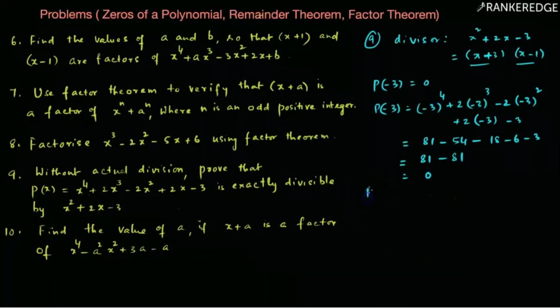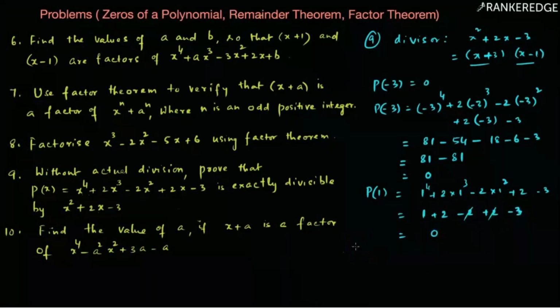Let's also check out p of 1 now to prove that x minus 1 is also a factor. That will be 1 power 4 plus 2 into 1 cube minus 2 into 1 square plus 2 into 1, 2 minus 3. That is equal to 1 plus 2 minus 2 plus 2 minus 3. This is equal to, this will get cancelled, 3 minus 3, 0. So x minus 1 is also a factor.